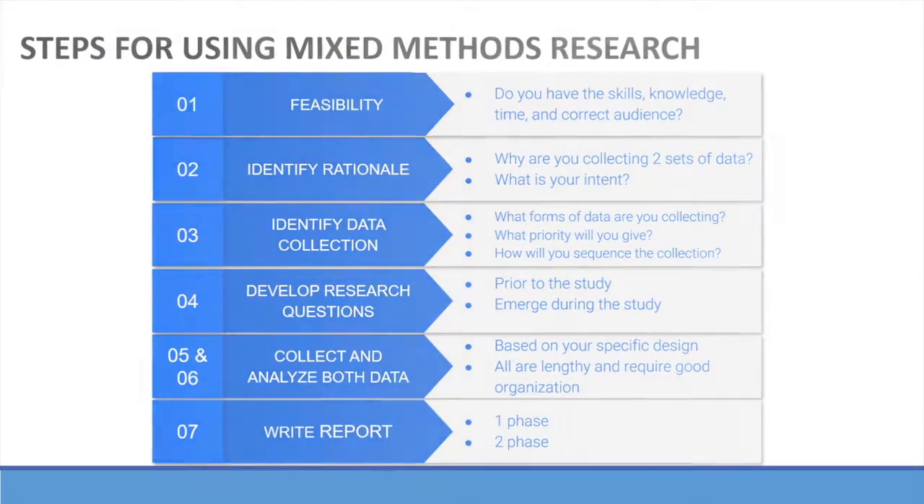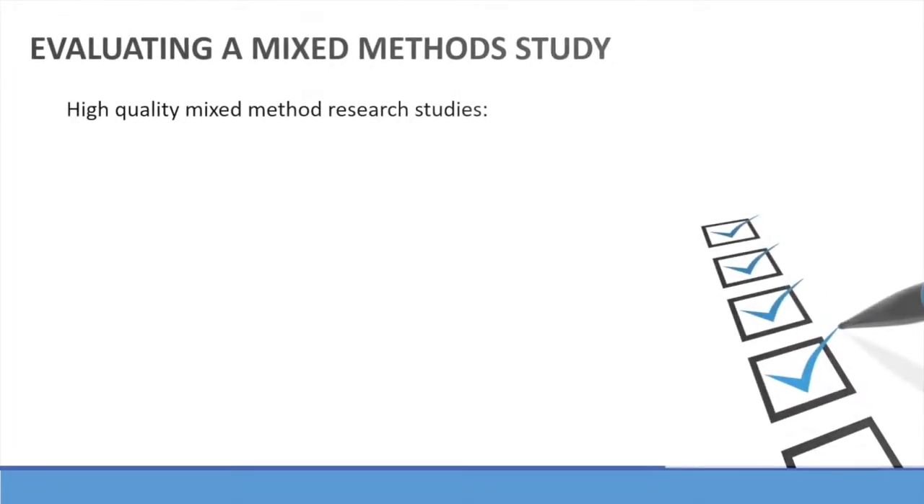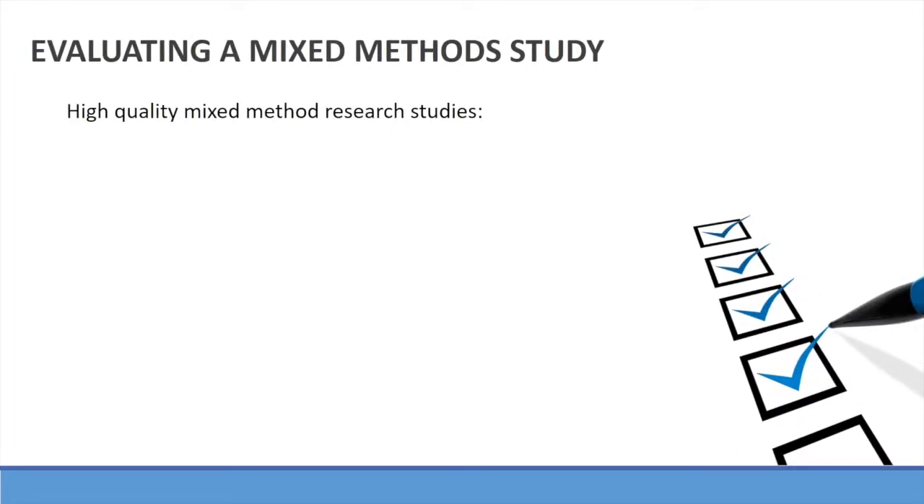Now that you're more familiar with how to use mixed methods research, you'll want to know how to evaluate one. When reading mixed methods research studies, there are specific qualities you want to look for that make it high quality. The title of the research study should specifically say mixed methods or call out the specific design type. For example, a study located in the American Behavioral Sciences Journal is titled Transformative Mixed Methods: Addressing Inequities.